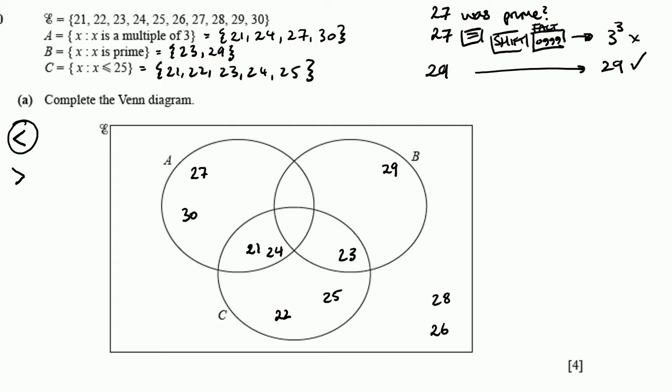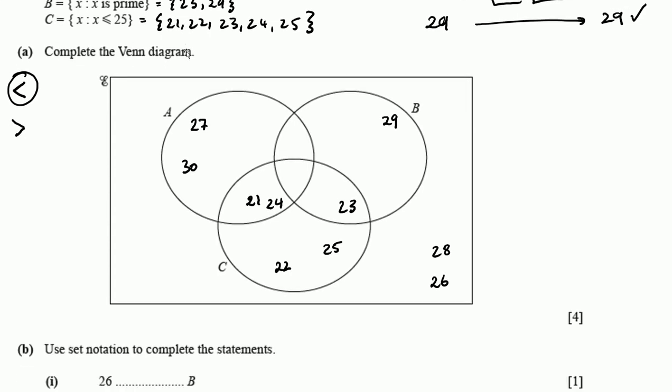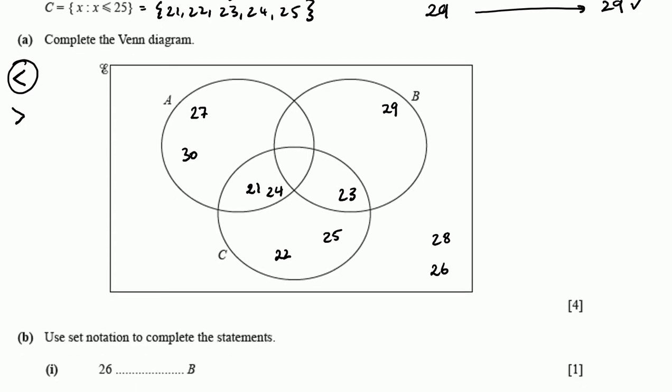So we can see that A and B don't actually share any elements at all on the Venn diagram, and if we check our lists for our elements, we can see that makes sense. So it's now asking me to use set notation to complete these statements.